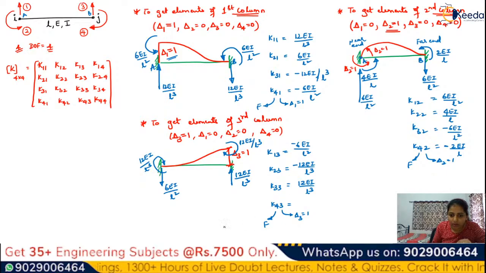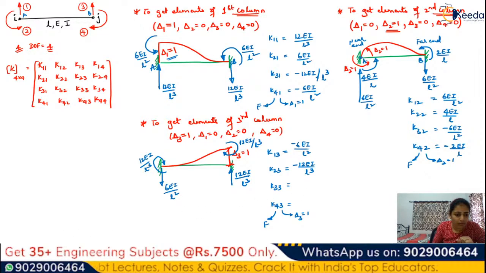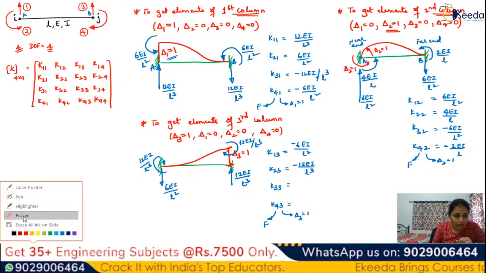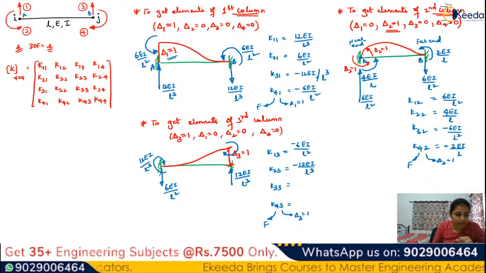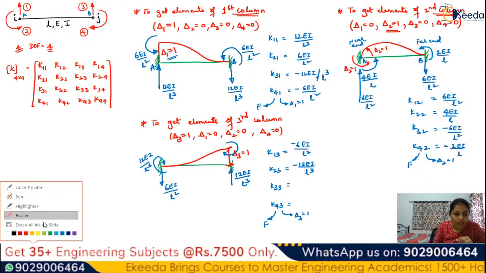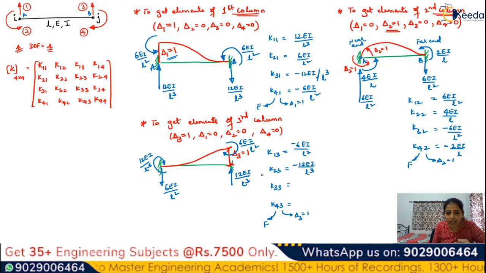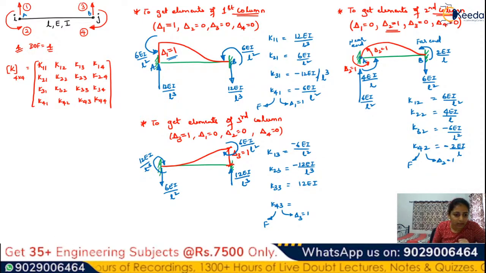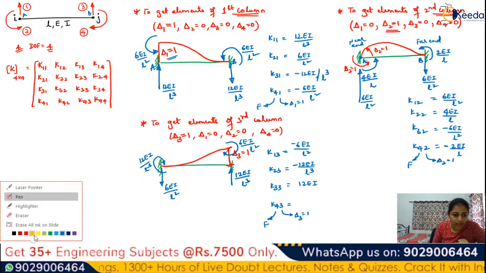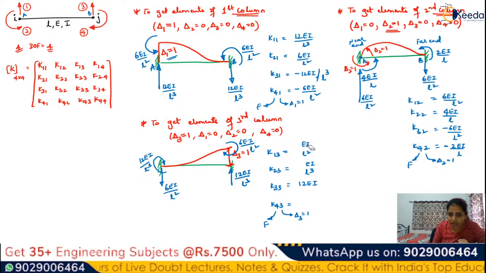Oh sorry, this is wrong. Yes, here I have made a mistake. This is 6EI by L square. The reaction is 12EI by L cube, whereas the moment developed will be 6EI by L square. In the hurry I have written it wrongly. So 3, 3 is vertical, so this is 12EI. I think this entire thing is wrong. I'll just change it.